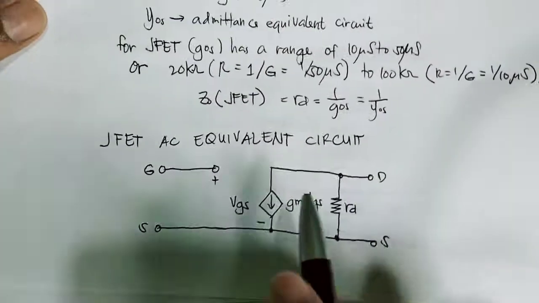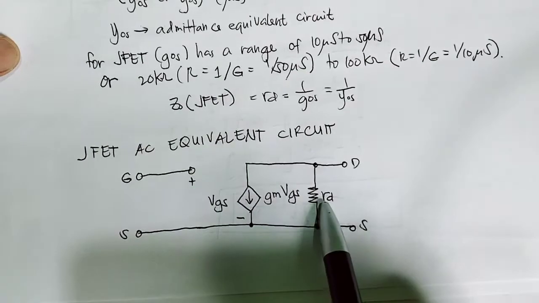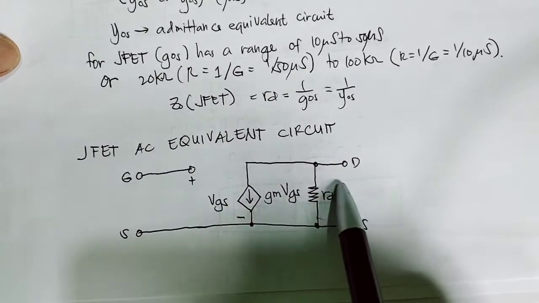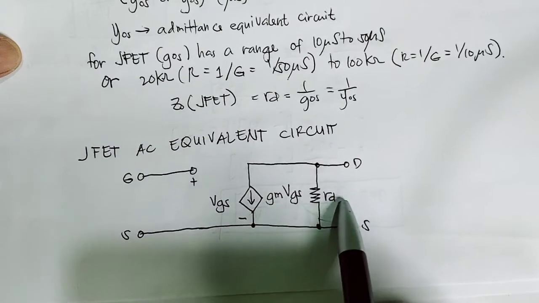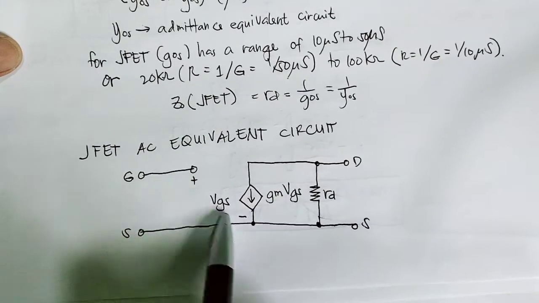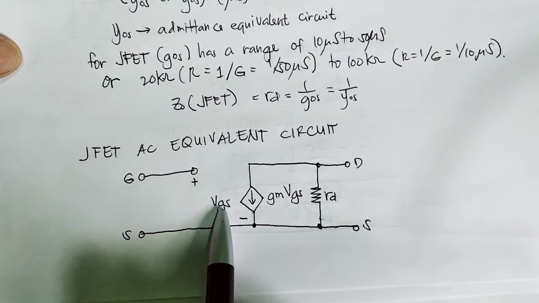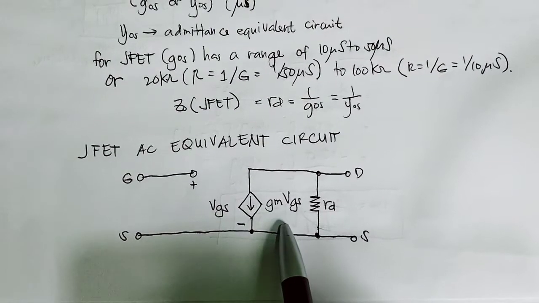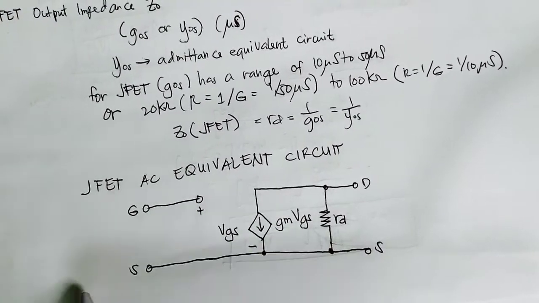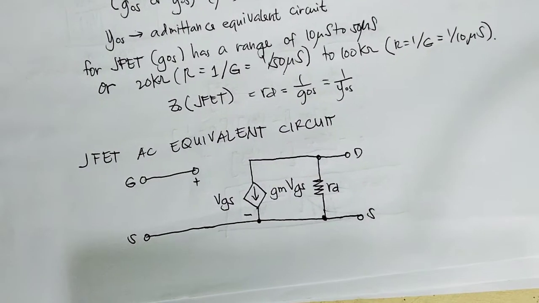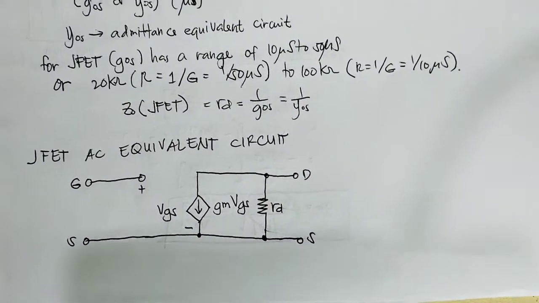So this is the JFET equivalent. As you can see, the r sub d is just the internal resistance. So usually, only the output impedance. As you can see, we have an input voltage V GS, and we have a current source, the transconductance times the V GS. So this is the AC equivalent circuit of a JFET.